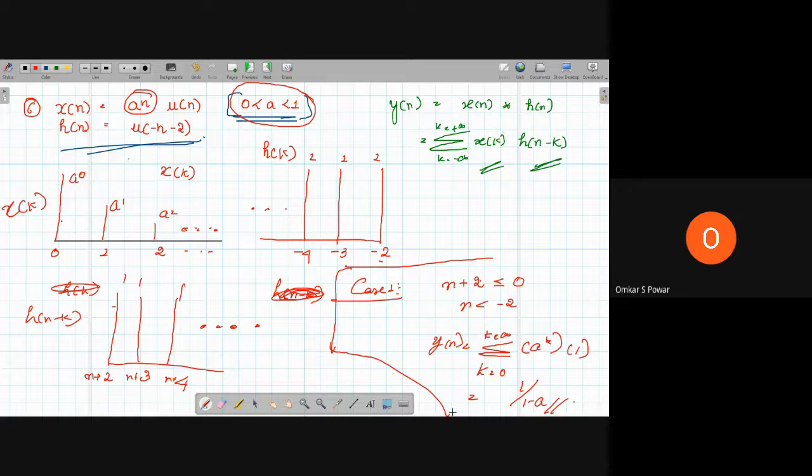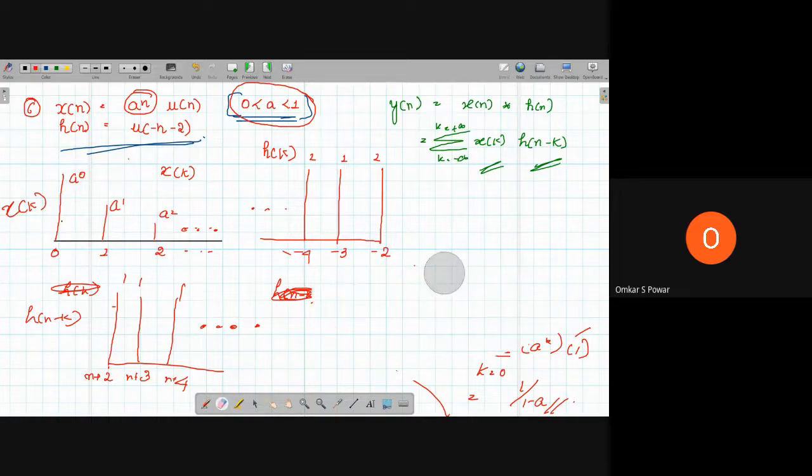So this is your case 1. There will be overlapping, starting from 0 to infinity, and your magnitude is a power k into 1. For the second one, n plus 2 greater than 0, the overlapping starts from n plus 2 and goes on up till infinity. So case 2 I'll write here only, and I'll erase this case 1. So case 2, n plus 2 greater than 0.